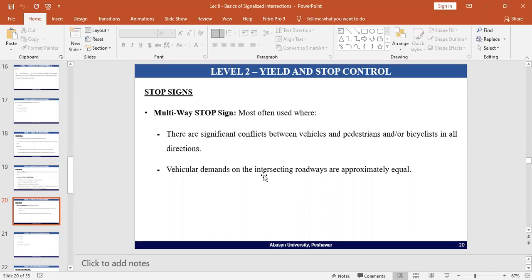Vehicular demands on the intersecting roadways are approximately equal. Okay. Now, if the traffic on the major and on the minor road, if their volume is almost the same, then you will have to use this multi-way stop sign.